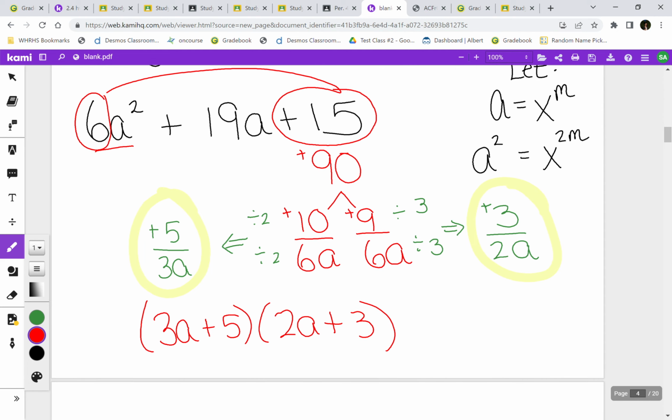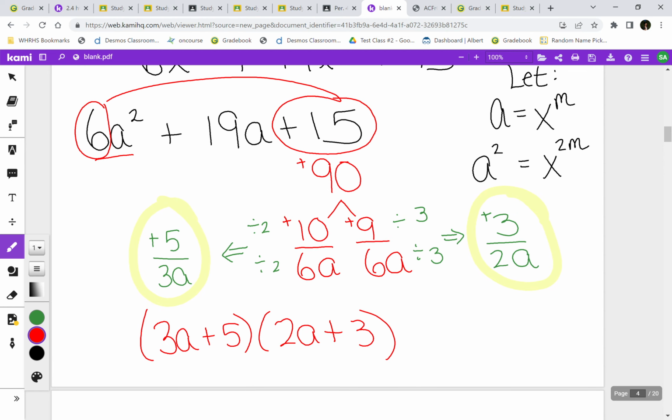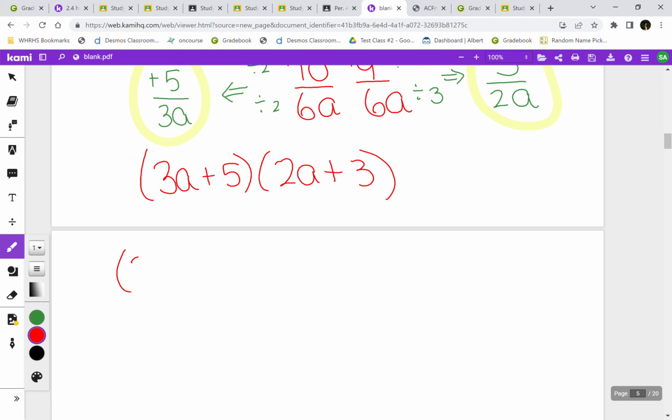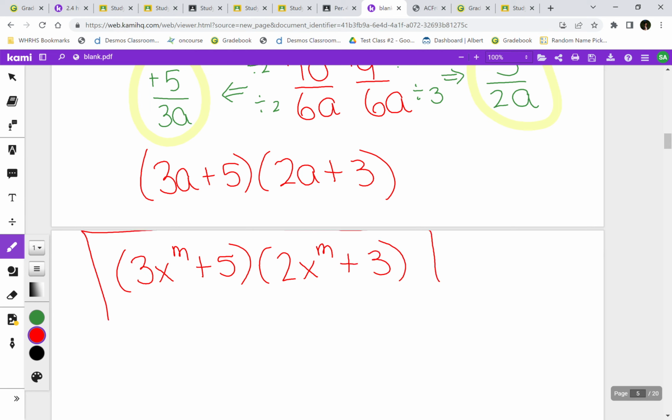So remember, a is equivalent to x to the m. So now we substitute back in. This is 3x to the m plus 5, and this is 2x to the m plus 3. And that is our factored form.